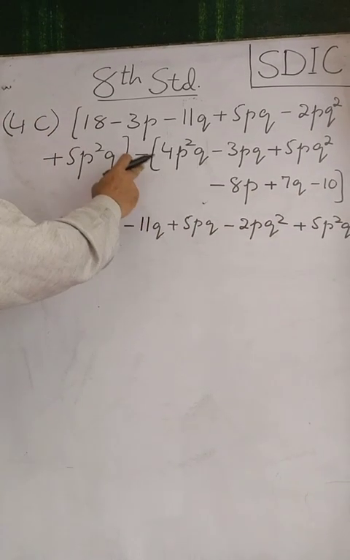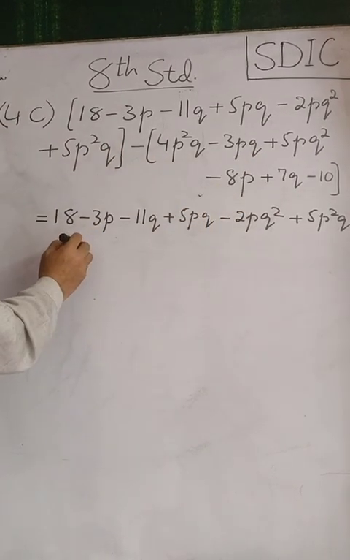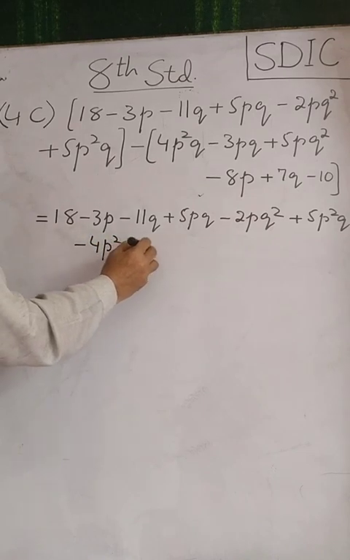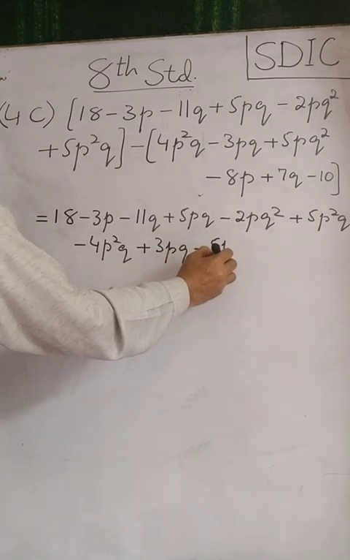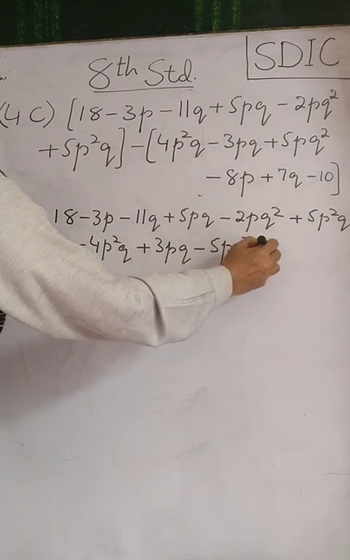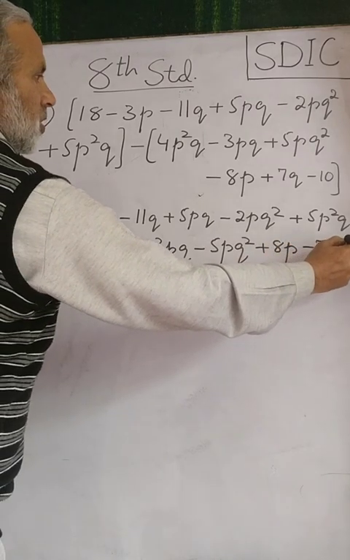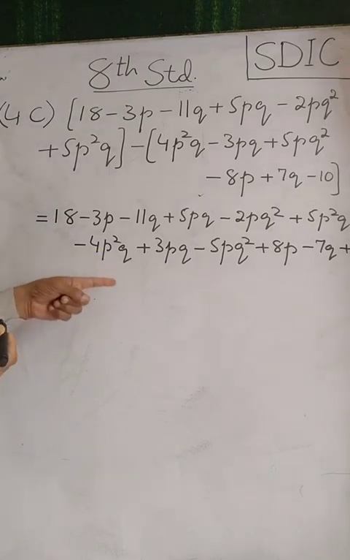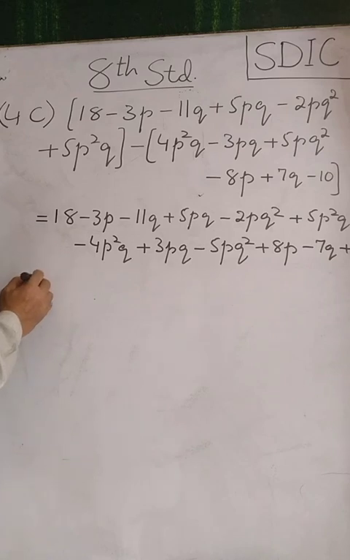Now for the second bracket, the sign outside being negative, all the signs will change. So 4 will become minus. It will be minus 4p square q. Then plus 3pq, minus 5pq square, plus 8p, minus 7q, plus 10. So I removed the second bracket also. I changed the signs here because outside the bracket I had a minus sign. Now, having done this, we have to combine the like terms.